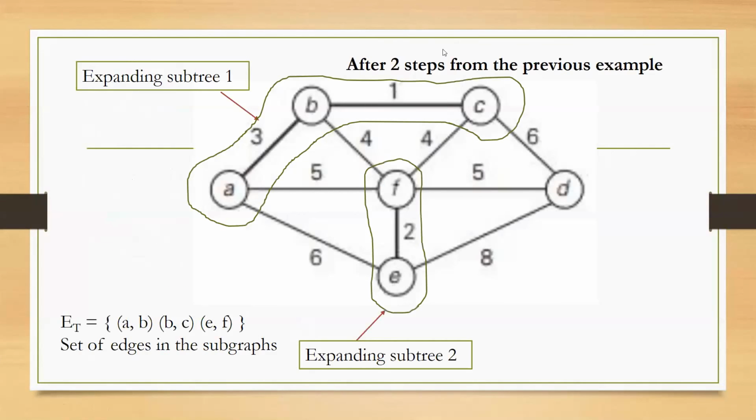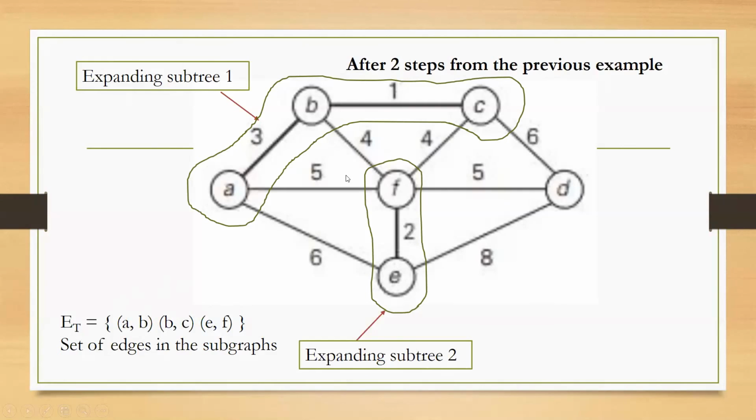So this is after 2 steps. So how it looks after 2 steps. This is one subgraph. ABC is one subgraph. This is the expanding subtree number 1, and EF is one more subgraph. This is expanding subtree number 2. And after 2 steps, this is the output of ET. First, I have included BC. Next, I have included EF. Next, I have included AB. So this is the set of edges. So this is how it goes.